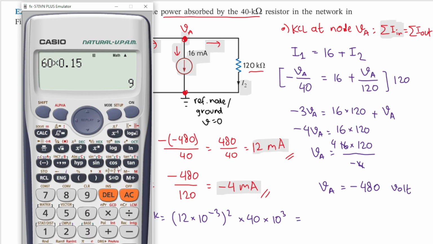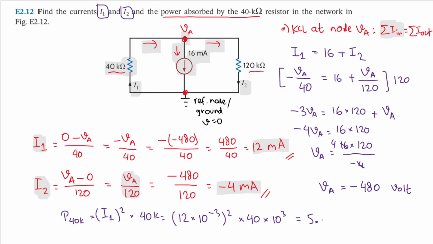Okay, let's just use a calculator for that. I will have 12 multiplied by 10 to the minus 3, then squared, and then multiplied by 40 times 10 to the third power. Okay, and I have 5.76. And because we converted into SI units, the unit here will be watt. Okay, so the answer is 5.76 watt, which answers this question here.